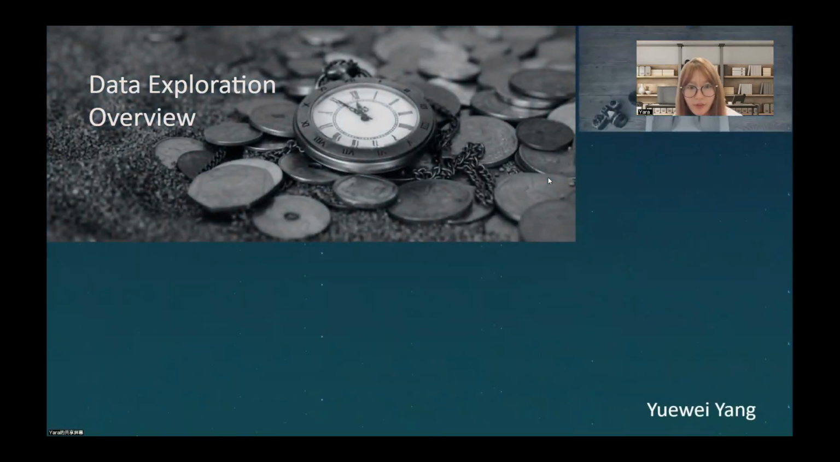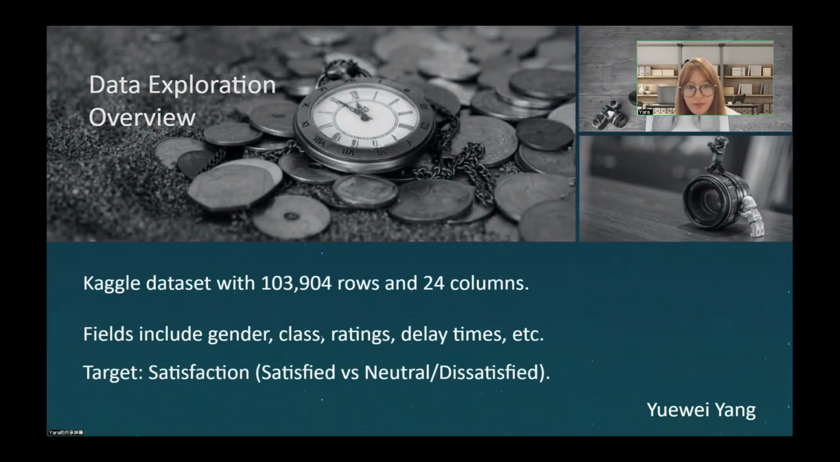The data comes from Kaggle and includes 130,094 records across 24 columns. It contains demographic variables, for example gender, class, loyalty status, and service ratings, for example boarding, Wi-Fi, seat cleanliness, and dwell times. The target variable is satisfaction, categorized as satisfied or neutral or dissatisfied.